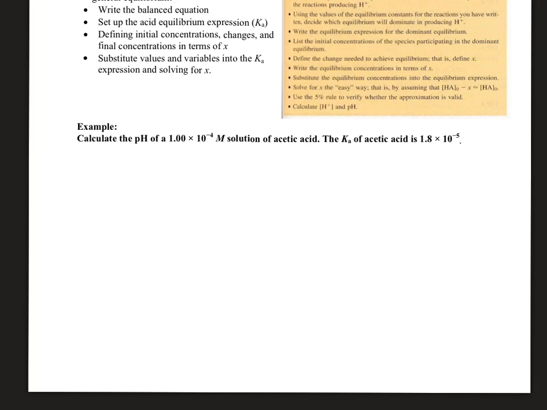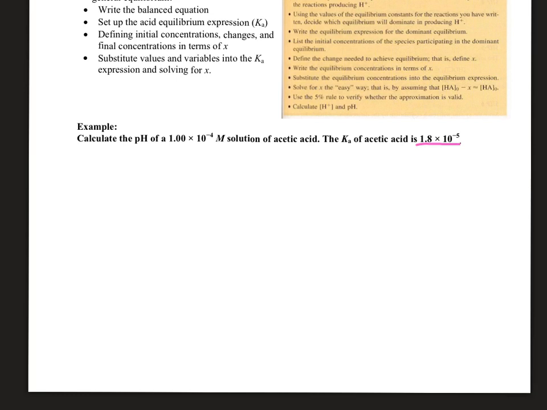Okay, so let's start with this one. In this example, it's saying that we want to calculate the pH. So we want to know where it falls on the pH scale of a 1 times 10 to the negative 4 molar solution of acetic acid. The Ka of the acetic acid is 1.8 times 10 to the negative 5.